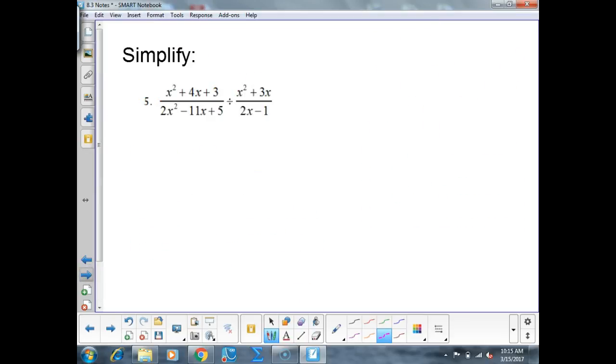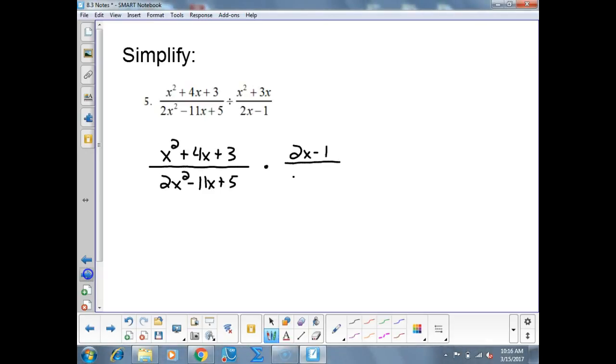Fifth one, but Vincenzo is really the third one. Okay? Or third one, but it's really the fifth one. Okay? What are we going to do first? Flip. Before we simplify, we've got to flip. Okay? x squared plus 4x plus 3 over 2x squared minus 11x plus 5 times then 2x minus 1 over x squared plus 3x. So I flip. Now what do I do?